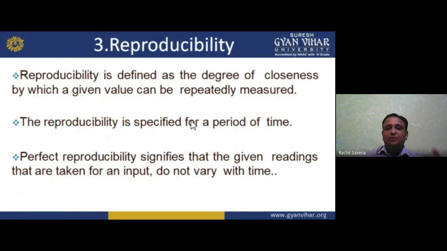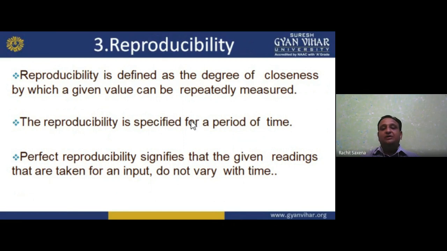The word reproducibility comes from reproduce. Reproducibility is defined as a degree of closeness by which a given value can be repeatedly measured. Secondly, the reproducibility is specified for a period of time.